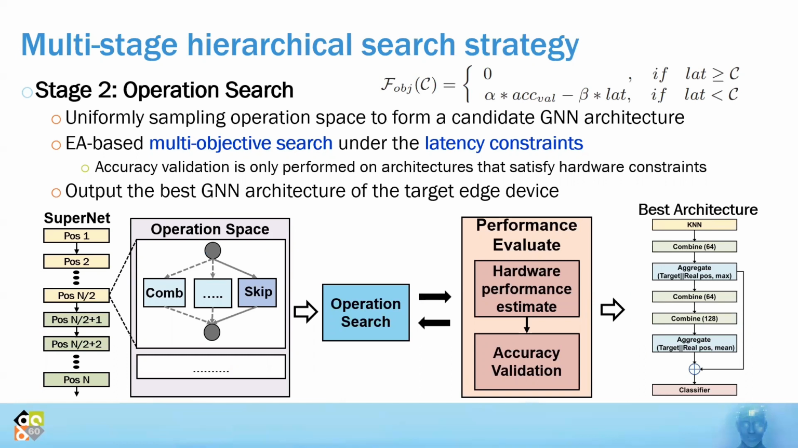During the operation search stage, to improve the search efficiency and meet hardware constraints on the target devices, HGNAS evaluates the candidate architecture based on the proposed hardware performance predictor during the search. Only the architectures that meet the hardware constraints will be further evaluated for the accuracy metric.